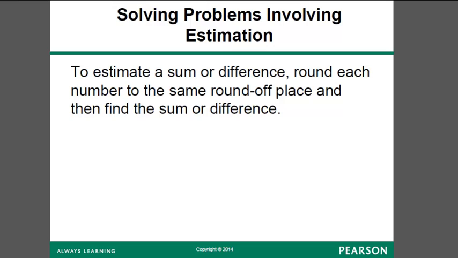When we want to solve problems involving estimation, we want to estimate the sum or difference, and therefore we want to round each number to the same rounded off place, and then find the sum or difference. We don't want to find the exact value and then round it. We want to round each value to the same digit or same place value. So let's look at an example.